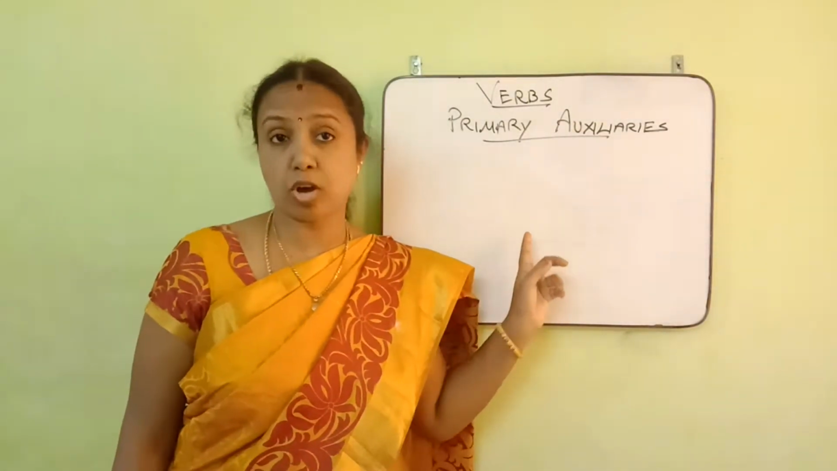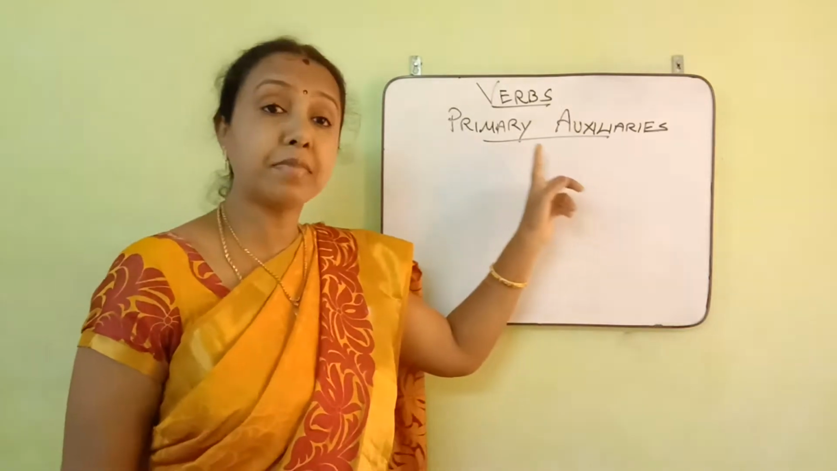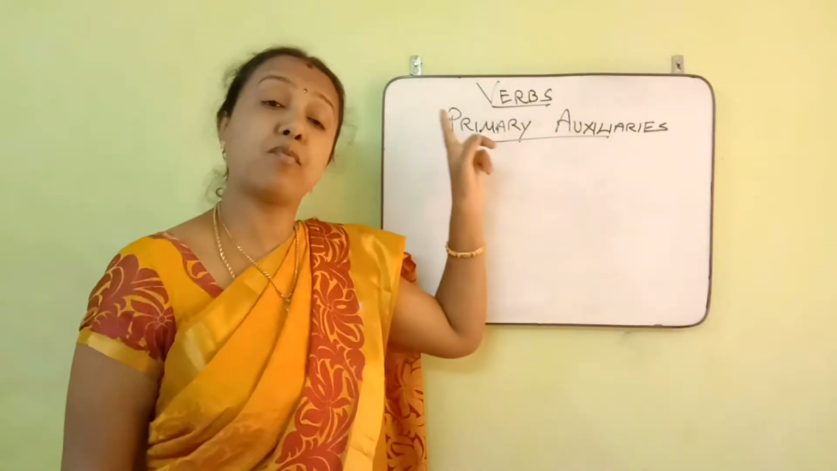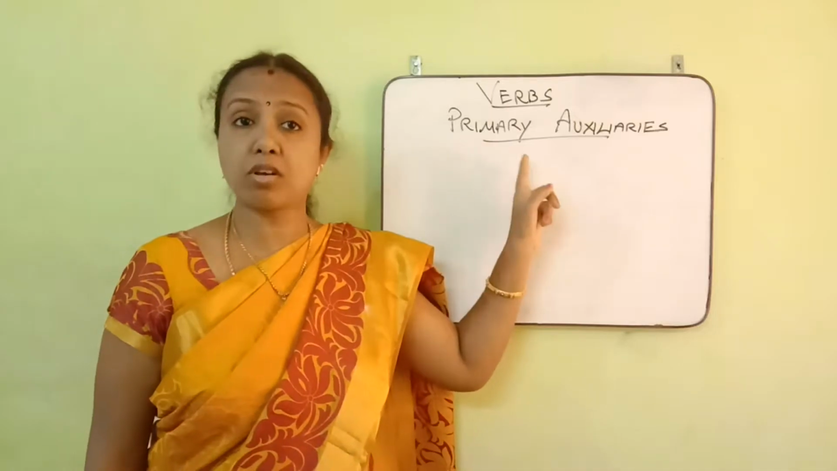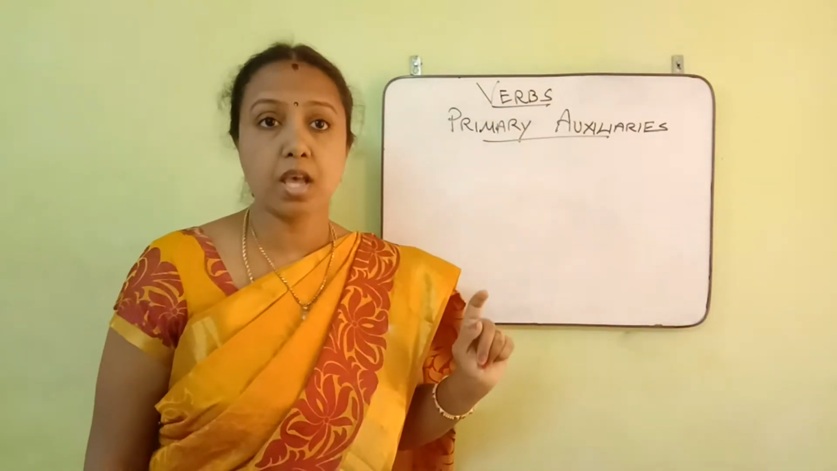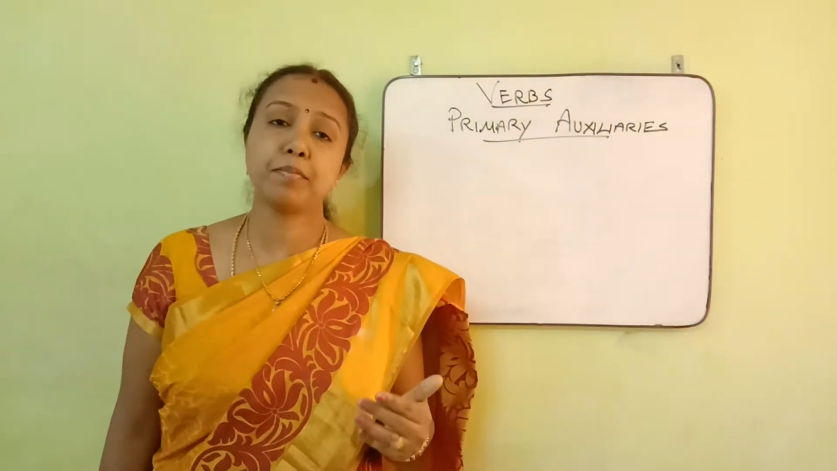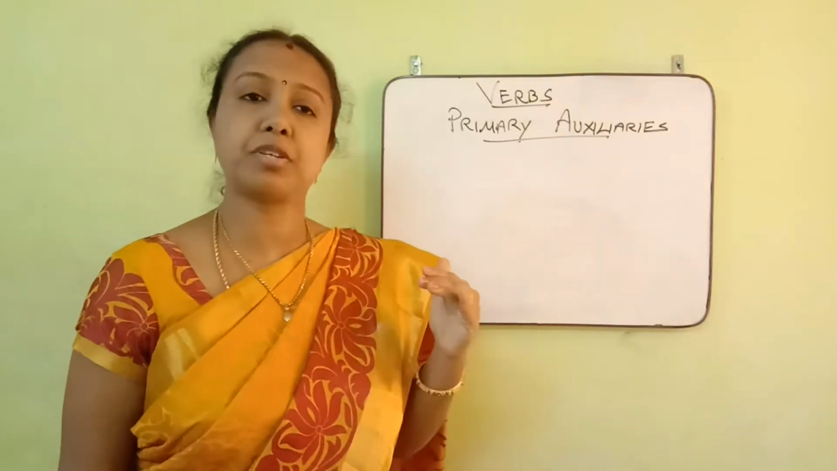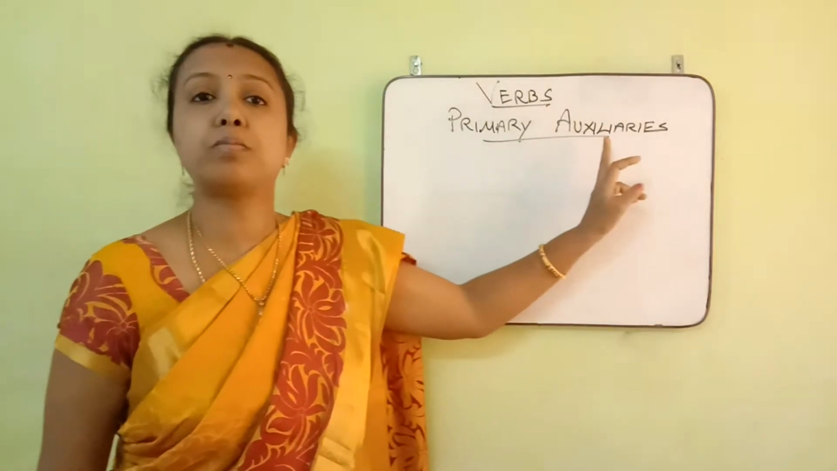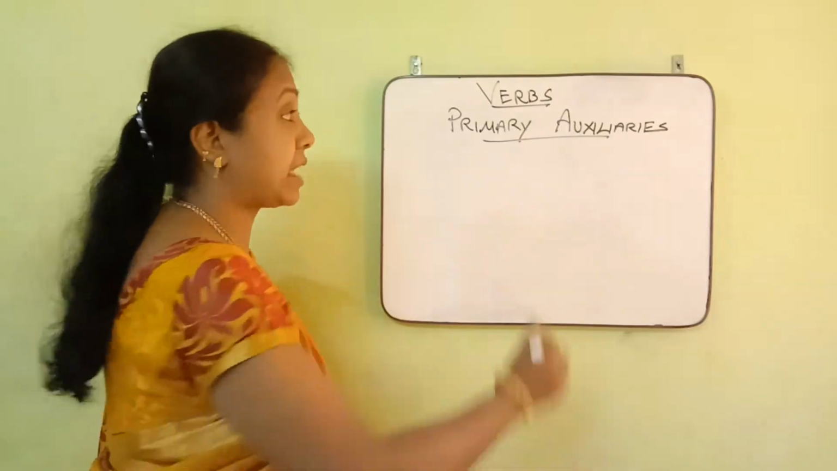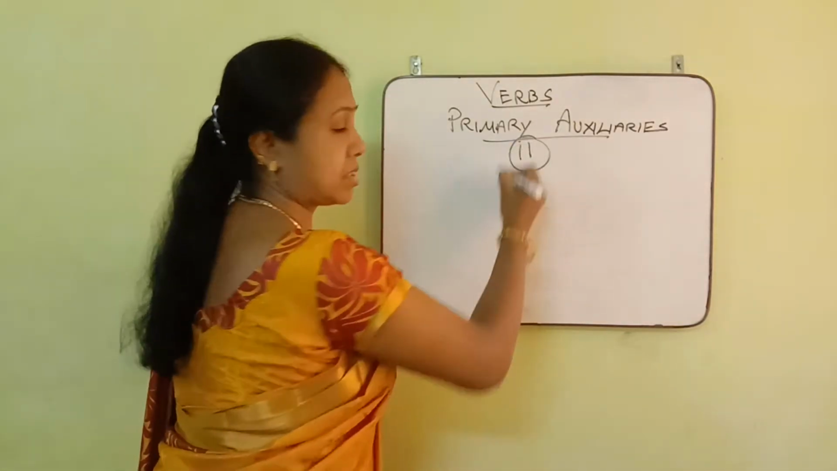Let us discuss the next topic, that is primary auxiliaries, where we have already discussed and seen the video regarding the verbs. If you want further information, please check the description for the link. Now let me talk about the primary auxiliaries. There are 11 primary auxiliaries.